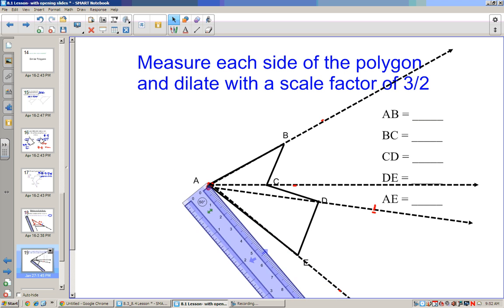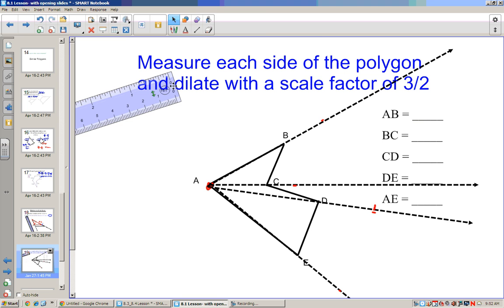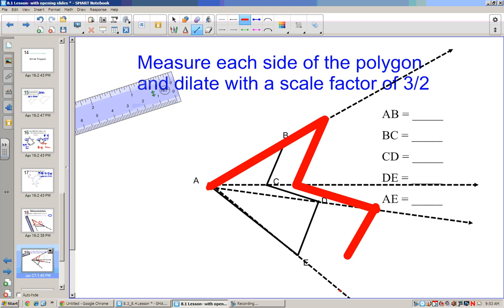So now, if I want to see my dilation, we just have to connect all of those points, and each length on my big similar shape should be 1.5 times the smaller length.